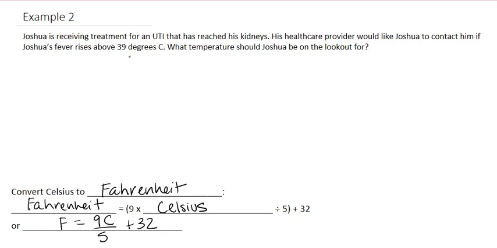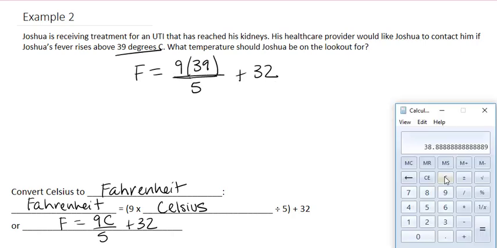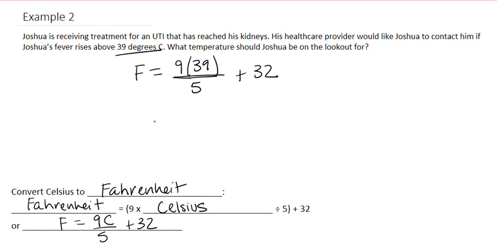So we have F is equal to 9C, and our C is 39 degrees. So we'll just plug that in. So we have 9 times 39 divided by 5 plus 32. Remembering our order of operations, we're first going to multiply 9 times 39. So 9 times 39 equals 351. And we're going to divide by 5, and we're going to add 32.